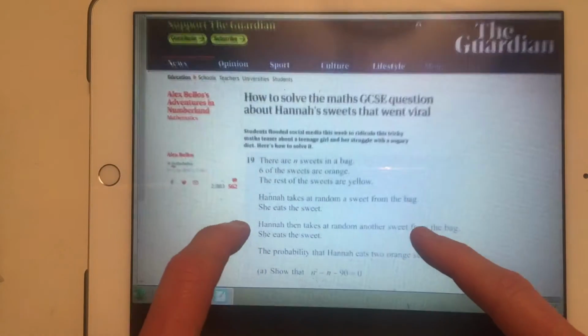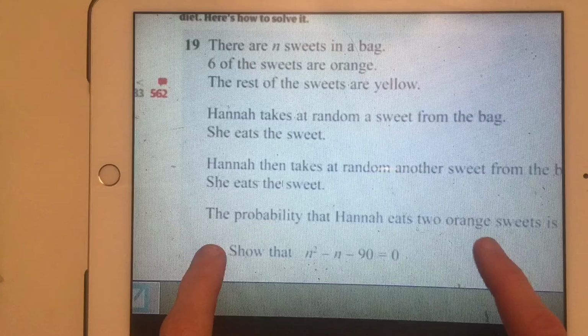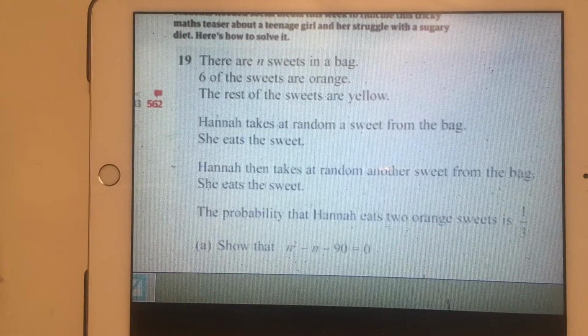Let's read it carefully. It says there are n sweets in a bag. 6 of them are orange, the rest are yellow. Hannah takes at random a sweet from the bag. She eats the sweet. She then takes at random another sweet from the bag and eats that. The probability that Hannah eats 2 orange sweets is 1/3. We need to show that n squared minus n minus 90 equals 0. And there was a part B to this question as well. Part B asked you to work out how many sweets were in the bag.